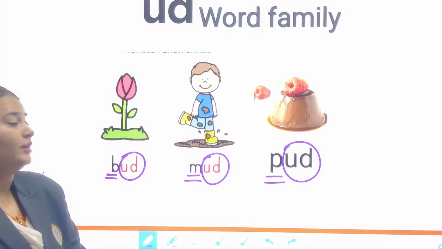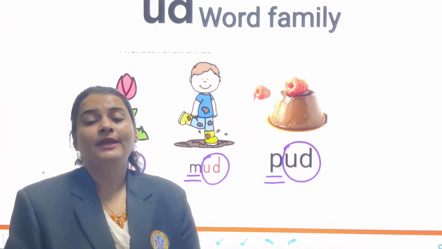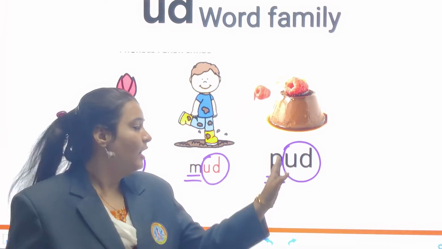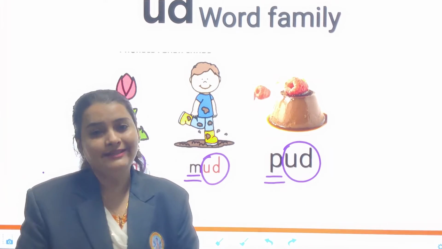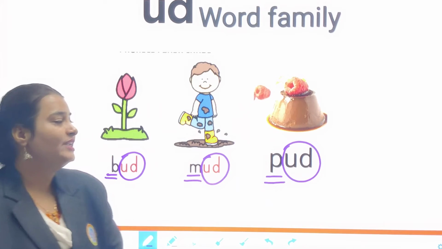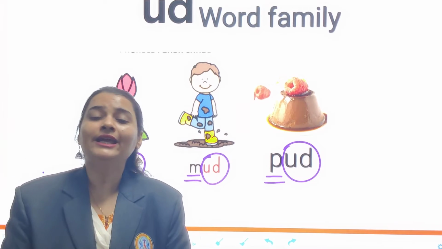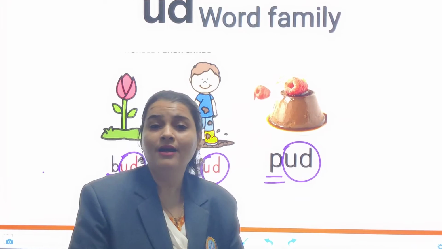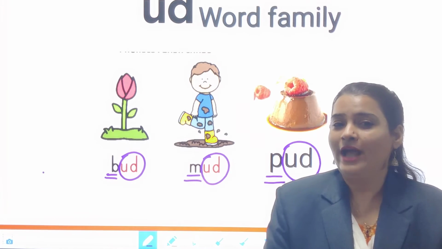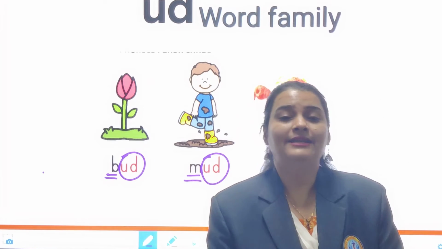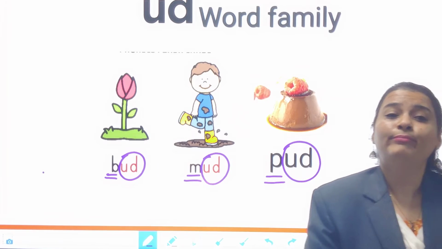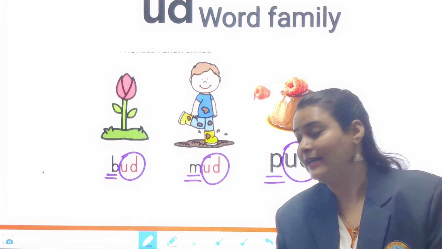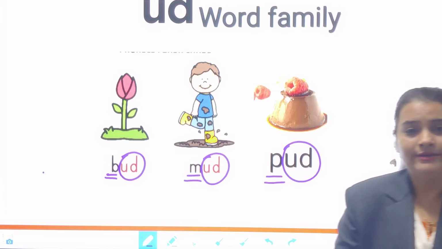will make, what is the phonic sound of letter P? P, P. Yes, pud. P-U-D, pud. What is the meaning of pud? Yes. You have eaten pudding, na? That is the short form of pudding. Pud. Short form of pudding, pud. That is P-U-D, pud.